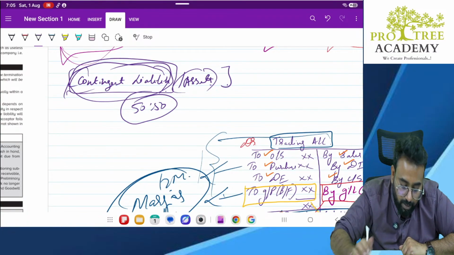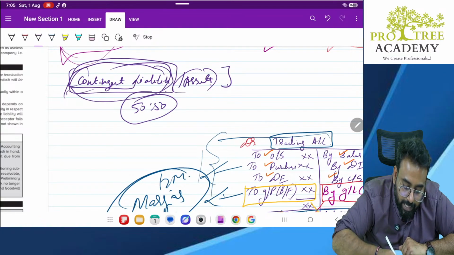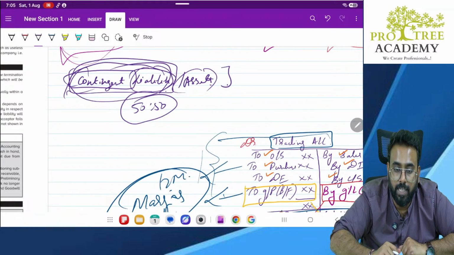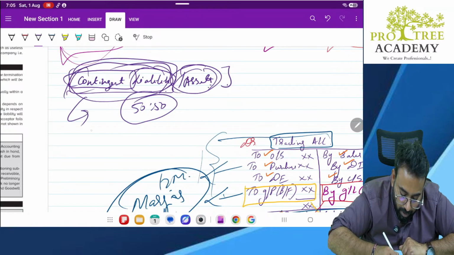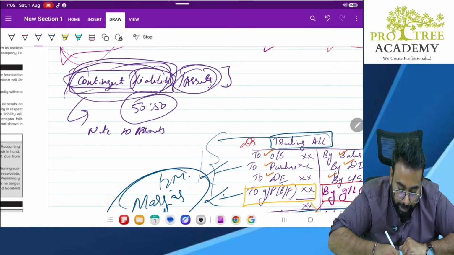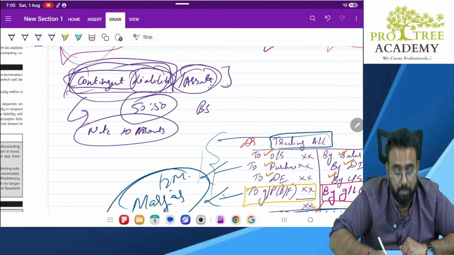Yes, everybody is following? Okay. So what will happen with this contingent liability, sir? Where will you show it? Contingent liability or contingent asset will be shown in notes to accounts. Notes to accounts. It will not be shown in the balance sheet.